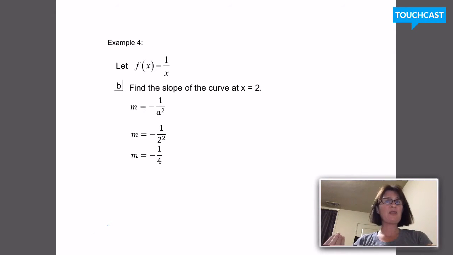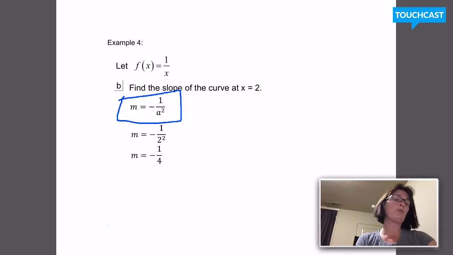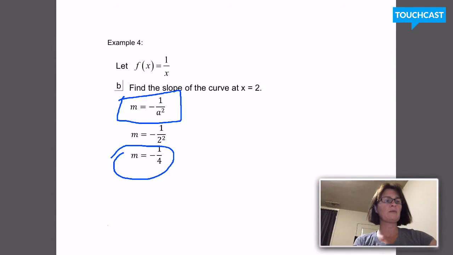So part B asks us to find the slope of the curve, that's the same curve, 1 over x, at the place where x equals 2. Well, what we found in the last problem, since we didn't use a number for x, we used a variable, is we ended up with a formula that tells us the slope of that curve at any point we want. So I'm going to simply substitute 2 in for a, and I get m as the opposite of 1 over 2 squared, so the slope is going to be negative 1/4.